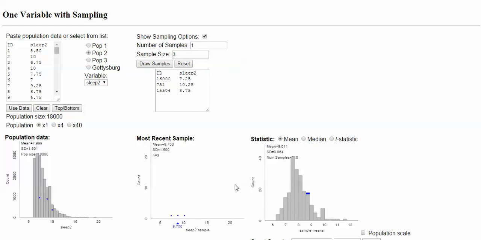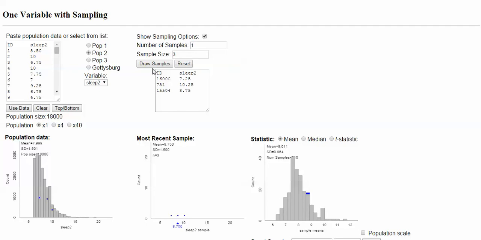So when the population is skewed, the sample means that you're calculating end up forming a shape that's skewed, just like the population, if you're using a small sample size. So if you're taking small samples from a skewed population, the sample means end up forming a skewed shape like this, just the same shape as the population.